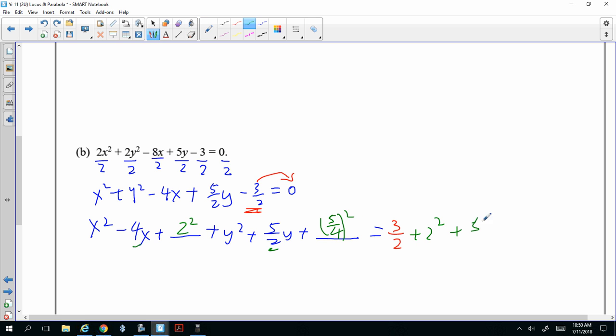Okay? The rest you should be able to do by yourself. Write it as a perfect square, and then find the center and the radius.